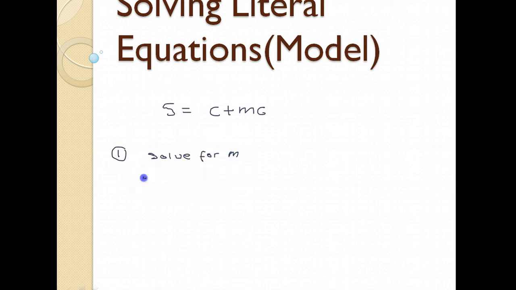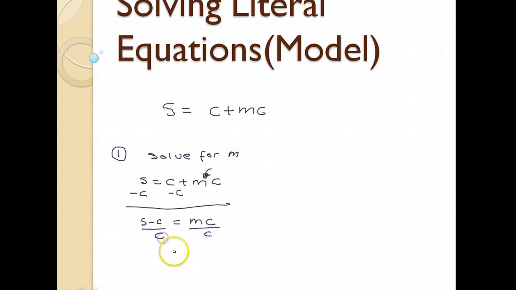What you want to do is, whatever you're solving for is the king. This is my king, m. I want to get it alone. To get it alone, first I can subtract c on both sides, just like you would do with numbers. So this is x minus c equals mc. And then divide both sides by c. So m is equal to x minus c over c.